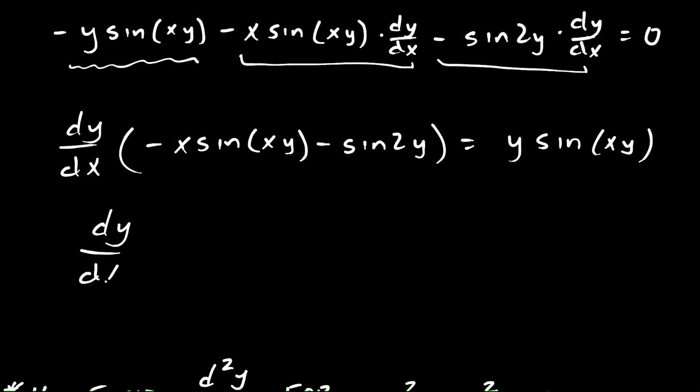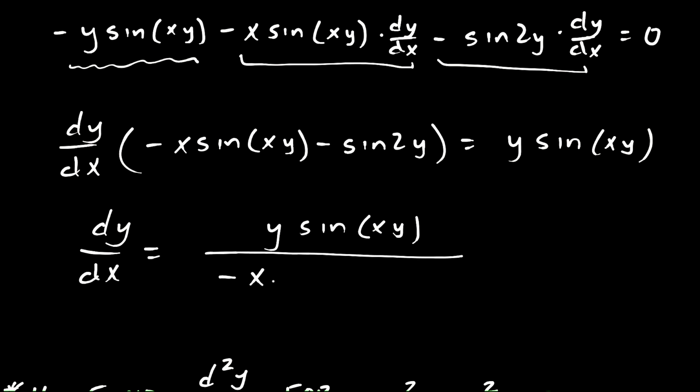And our final step is just go ahead and divide. So we're going to be left with dy/dx equals y sine of xy over negative x sine of xy minus sine of 2y. And we'll do it like that. And then realize these negatives could be factored out. We could put a negative in front. It all depends how you really want it written.